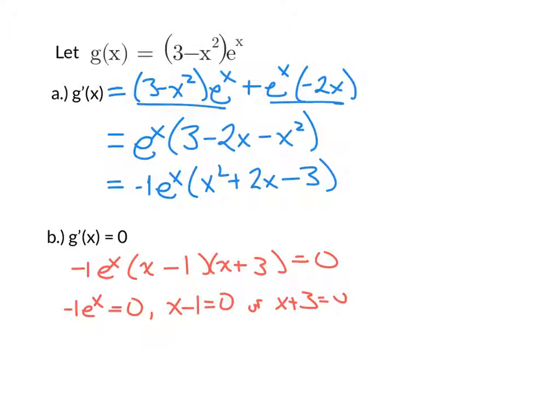Well, e to the x is never going to equal 0. E to the x is always positive. Negative 1 times e to the x is always going to be negative, so this will never happen. In the second factor, though, if x minus 1 equals 0, then x is equal to 1. And in the last factor, if x plus 3 is equal to 0, then x is equal to negative 3.